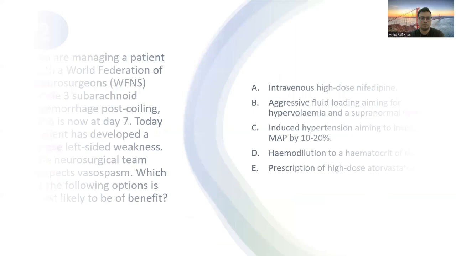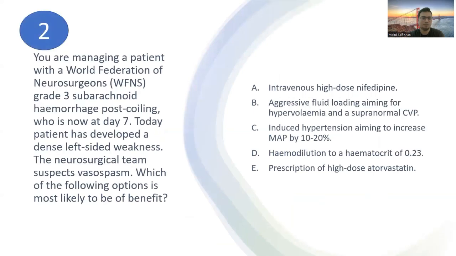MCQ 2 now. This is also a true and false type of MCQ, K type of MCQ. So you are managing a patient with a World Federation of Neurosurgical Societies grade 3 subarachnoid hemorrhage post-coiling. He developed a dense left-sided weakness. The neurosurgical team suspects vasospasm. Which of the following options is most likely to be of benefit? So these are the options, and we will discuss these options one by one.